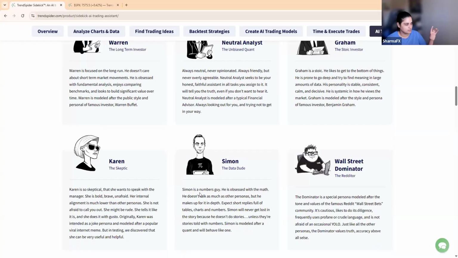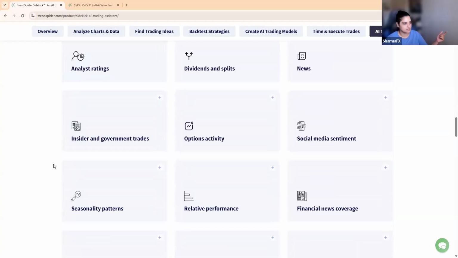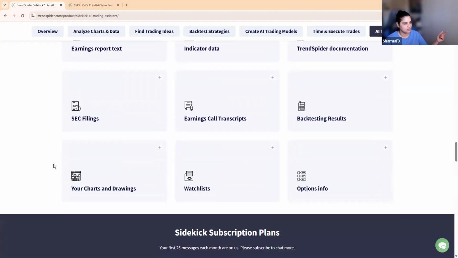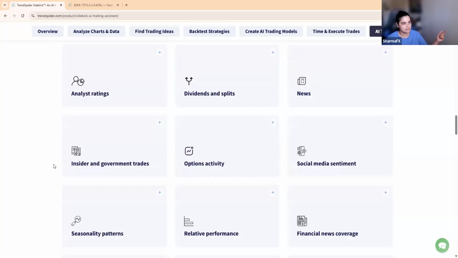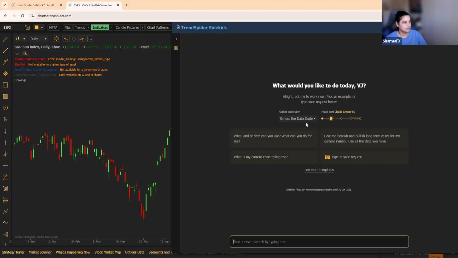For today, I'm going to be using the data dude because that's what I care about. I also pull up their knowledge base because this lets me know what type of information I can look up in Sidekick. Sometimes if I forget certain things to ask Sidekick, I just come over here, take a look at what else I'm missing, and then ask that. So I'm going to use Simon, the data dude, and my style of trading is fundamental analysis, market sentiment, and then we'll go into the technical side.